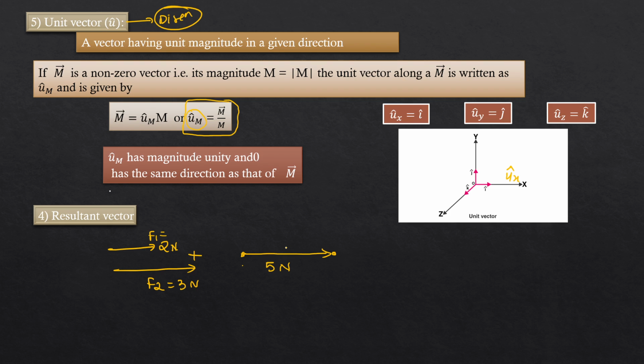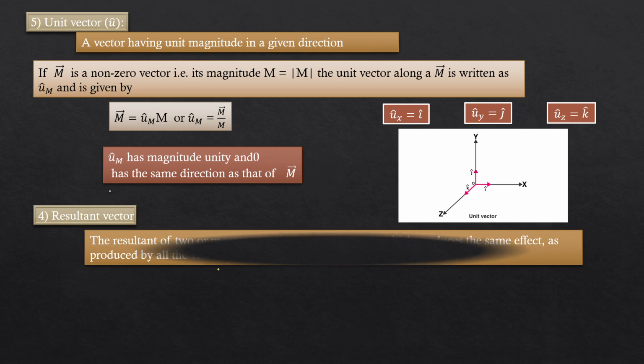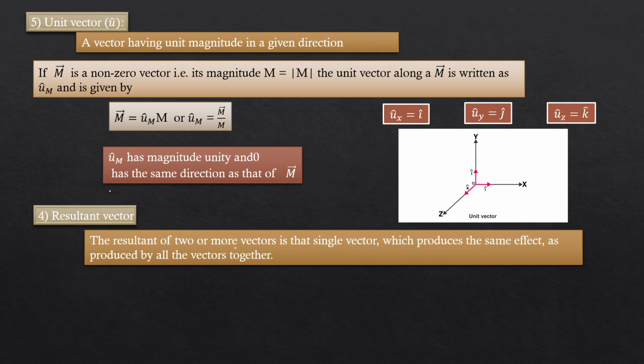So the resultant vector is nothing but the addition or subtraction of vectors. What is the result of a vector? The result of two or more vectors is that single vector. Only a single vector comes; result means only one. So whether two, four or five vectors, after adding and subtracting all the vectors, whatever result comes will be a single vector which produces the same effect.